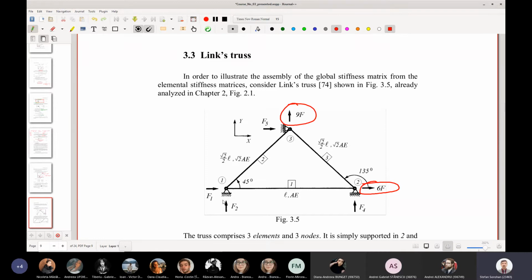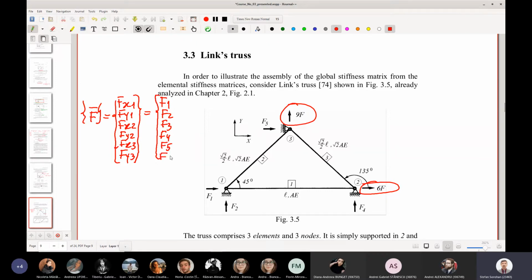Let's use a new notation here because it's easier. If you want, you can rewrite the capital F for this particular problem, which means Fx, Fy, Fx, Fy, Fx, Fy for node 1, node 2, node 3, and instead of this notation, it's easier to take F1, F2, F3, F4, F5, and F6.